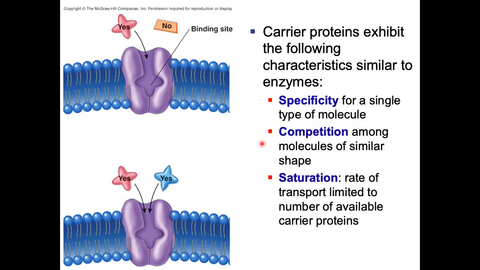And so carrier proteins display competition between or amongst molecules of similar shape. And these guys can get saturated like enzymes. So if you have 100 glucoses, this carrier protein is going to plug and chug faster. But if you have 10,000 glucoses, it's going to plug and chug faster, but eventually it's plugging and chugging at its maximum speed or its maximum velocity. You can't get it to go any faster. And so we call this saturation. So it plateaus, so it's saturated.